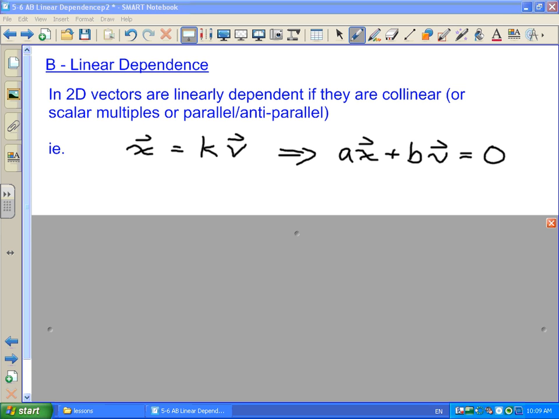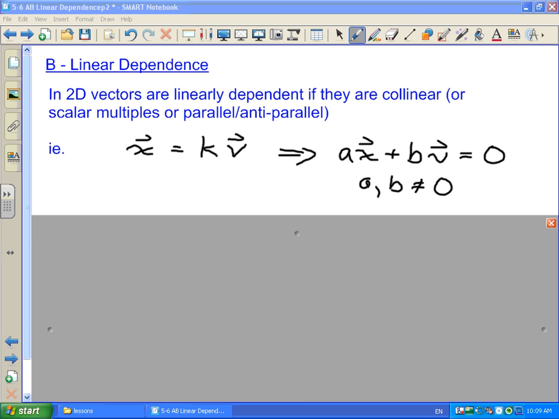And, of course, these scalars, a and b, cannot both be 0. If a and b were 0, then it would be trivial just to get the 2 vectors to cancel each other out. So, linearly dependent in 2D if they're collinear, if they're scalar multiples, if they're parallel or antiparallel, these all sort of mean the same thing.